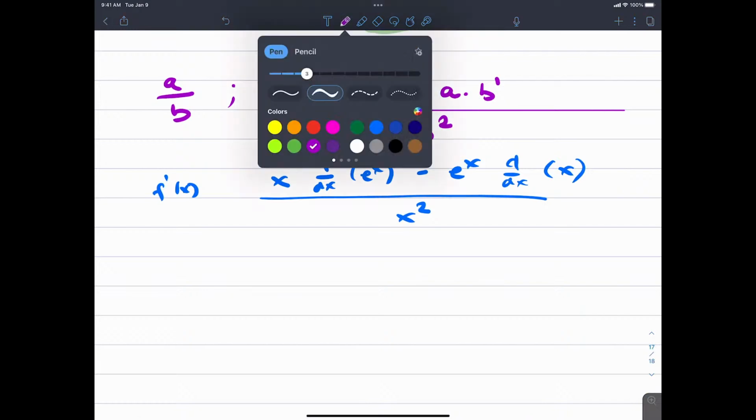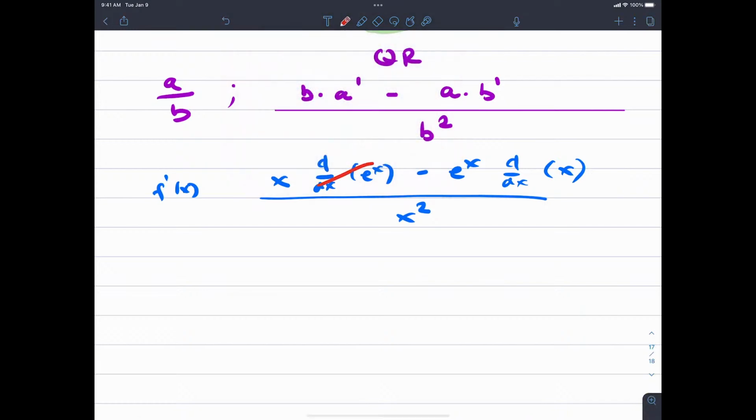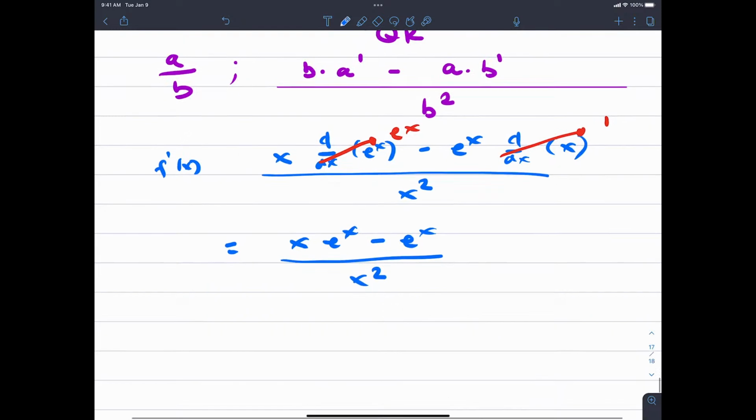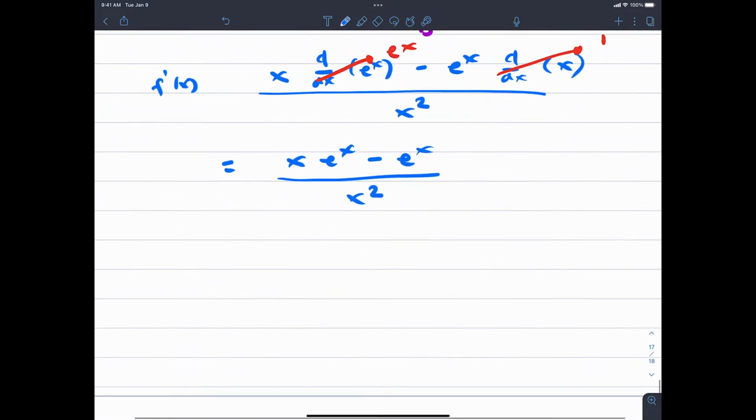So then what do you do? What's the derivative of e to the x? What's the derivative of x? 1. Okay. So you end up with x e to the x minus e to the x, over that x squared. Is that true? All right, this is your derivative. So how are you going to find that critical value?